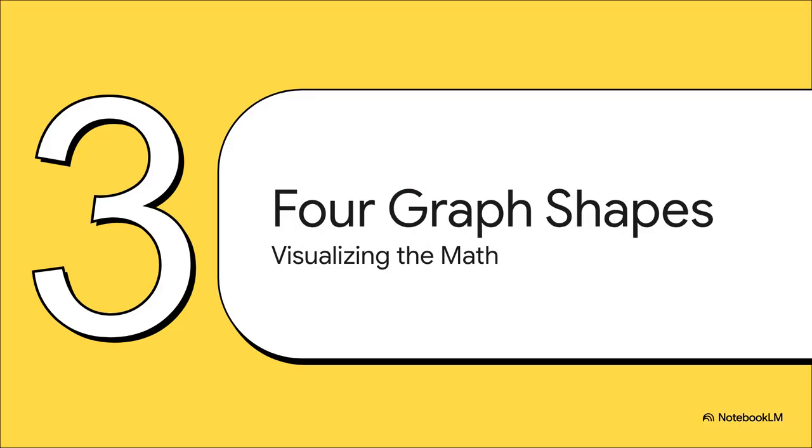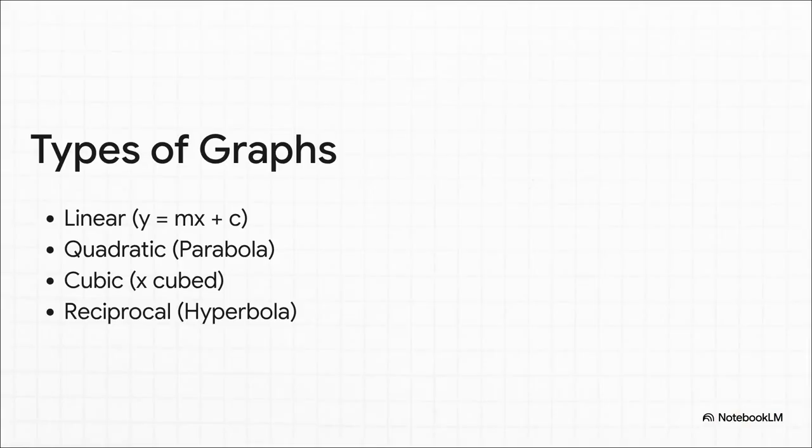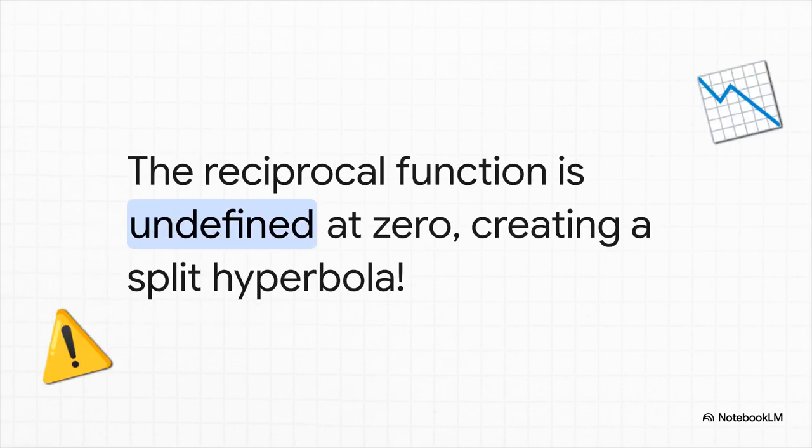Section 3. The 4 graph shapes. Visualizing the math is where things really start to click. Depending on the equation you're dealing with, your graph is going to take one of 4 totally distinct shapes. First up is the linear function, like y equals mx plus c, which always forms a perfectly straight line. Second is the quadratic function, and that creates a really nice, smooth, U-shaped parabola curve. Third, we have the cubic function, featuring x cubed, which draws this distinct S-shaped curve. And fourth is the reciprocal function, which forms a split curve known as a hyperbola. Now, the reciprocal function is super interesting, and it brilliantly illustrates a unique quirk in mathematics.